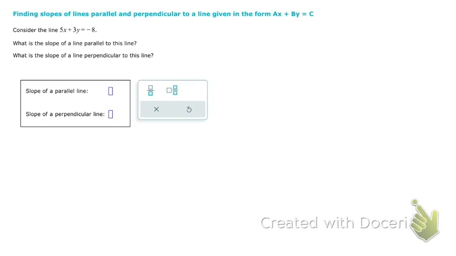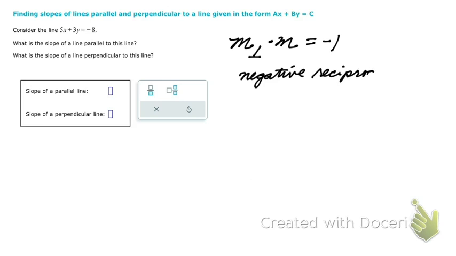Of course, parallel lines have the same slope, and for perpendicular lines, the rule that we operate off of is that the slope of a perpendicular line times the line with the original slope is equal to -1. And then we commonly refer to the slope of a perpendicular line as the negative reciprocal; that is what we are looking for.